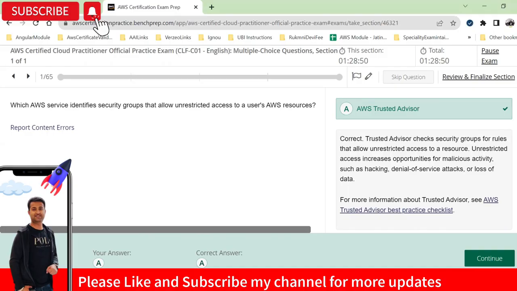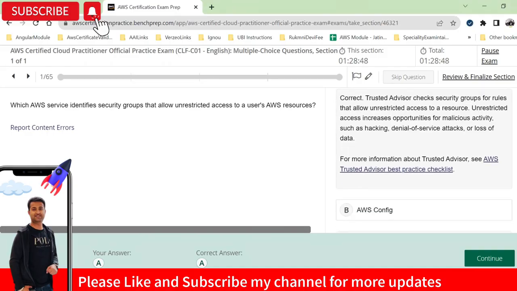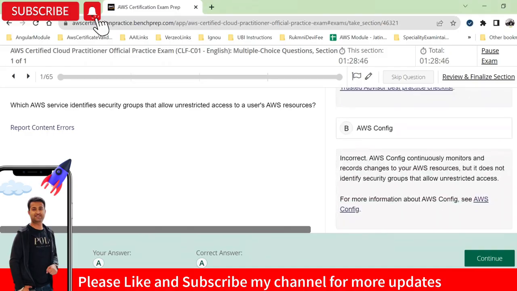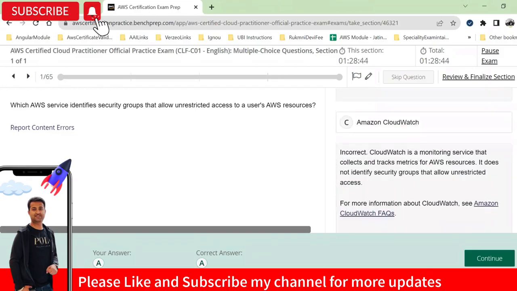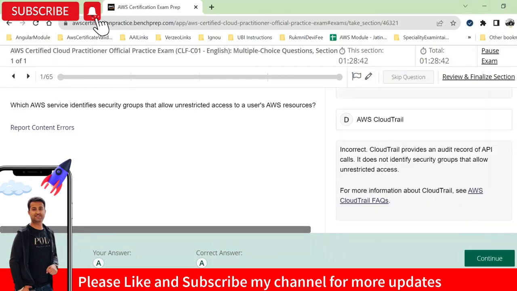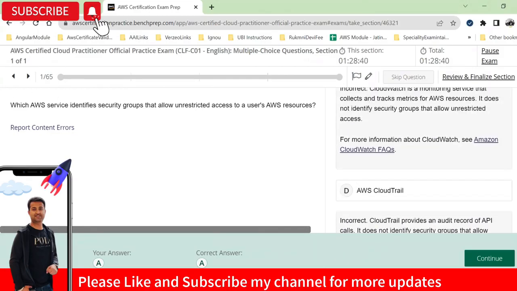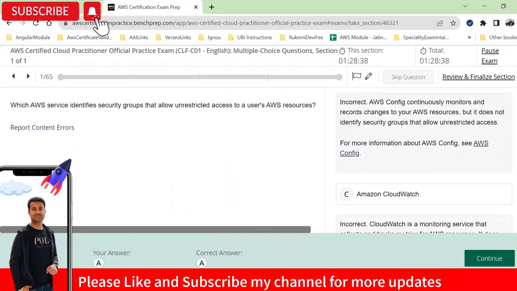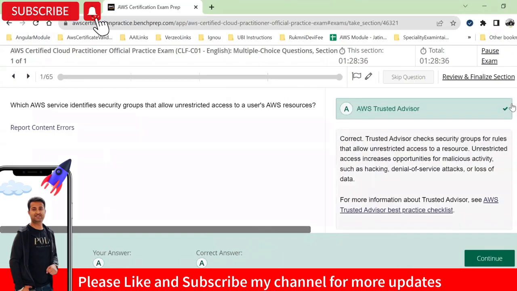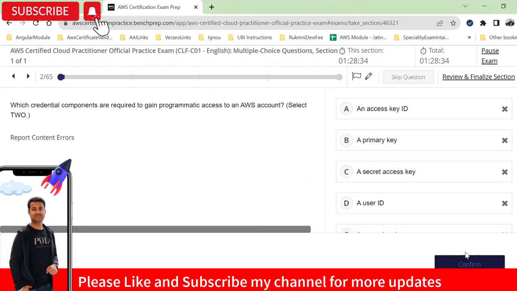Just to give an idea, I'm scrolling down to show you what the incorrect options are. So Config was not correct, CloudWatch was not correct, and CloudTrail, again, was not a correct option. The correct option is Trusted Advisor. Okay, let's move to the next one.